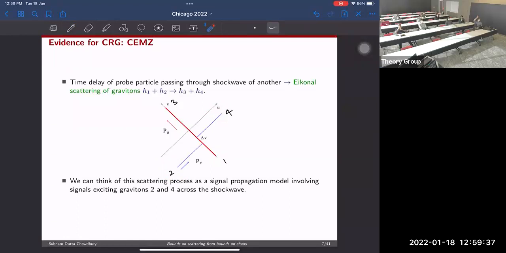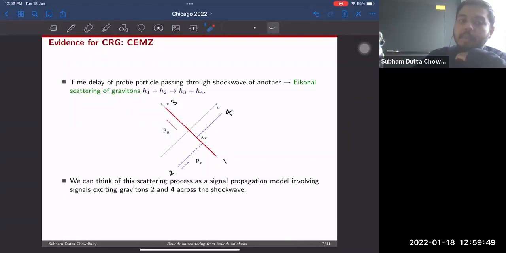Subham, quick question. Is it right that this eikonal regime actually sums up infinitely many ladder diagrams? So are there actually loops here? But this is still classical scattering. I mean, you can compute this eikonal scattering just from a classical shock wave calculation, like the time delay across a shock wave. So somehow this is still a classical thing. It's not quantum loops.